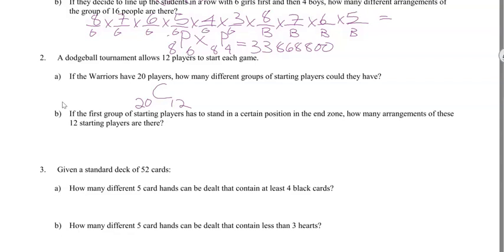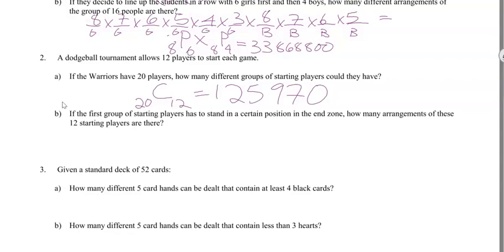Usually when I'm doing combinations, I like to use the brackets because it's a little more compact and a little easier to read. We've got this times this. And 20C12 is 125,970.